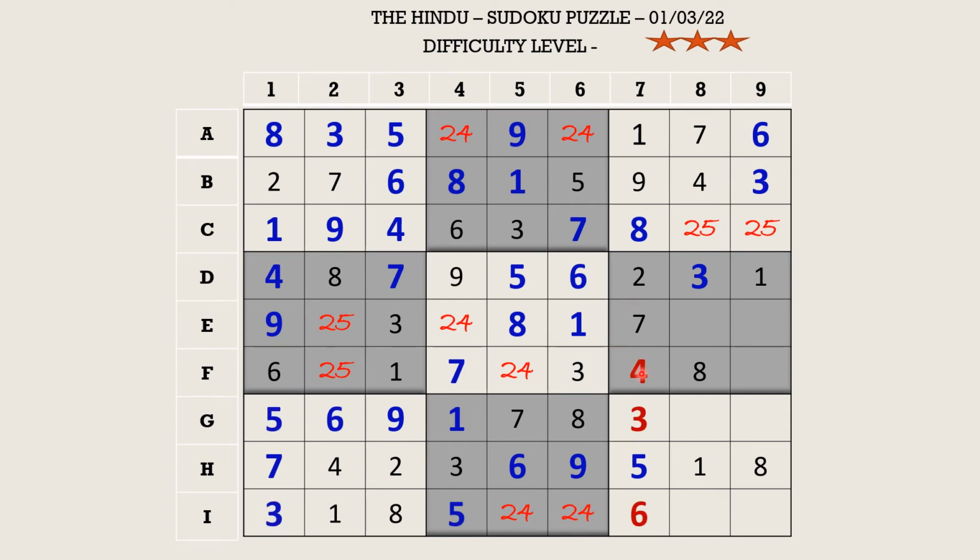Because of this 4, now F5 becomes 2, E4 becomes 4, A4 becomes 2, A6 becomes 4, I6 becomes 2, I5 becomes 4, F2 becomes 5 and E2 becomes 2.